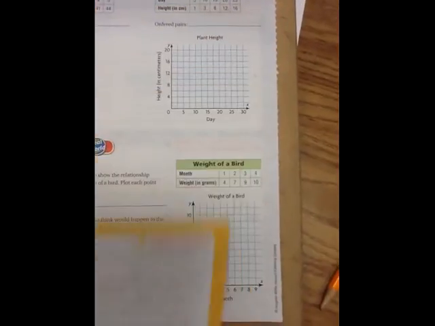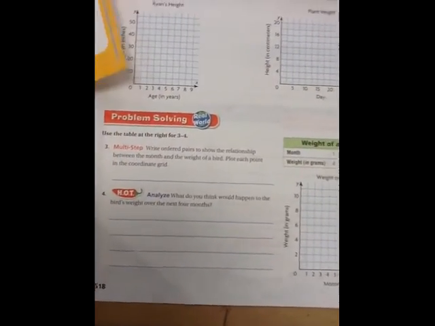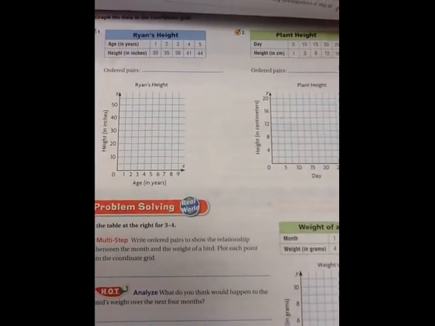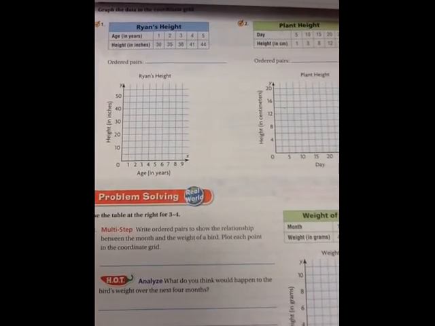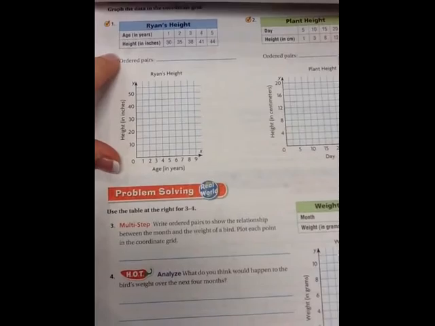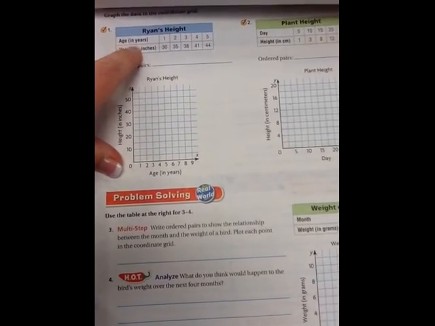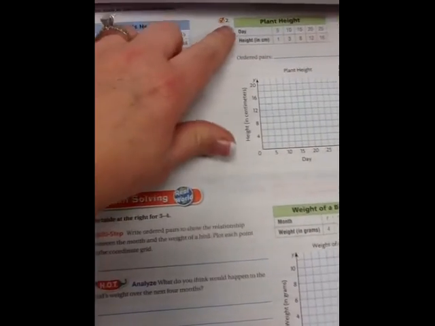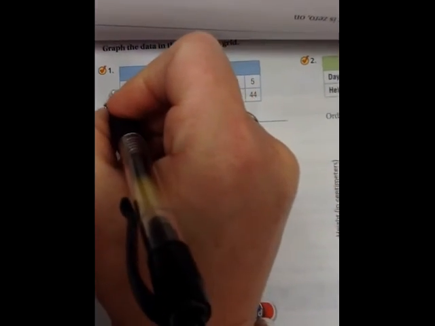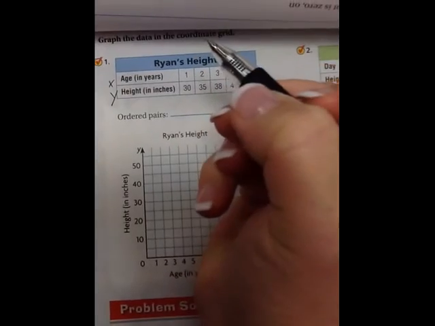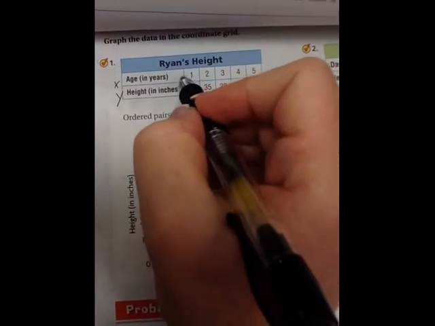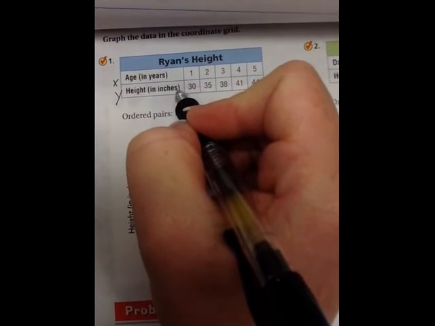All right, now we're going to take us to page 518. And this is what we've been talking about, your relationship and your input-output, or these tables right here. We've talked about this. This one doesn't have our X and our Y, but this is exactly what it is. This is the same thing as your X, this is the same thing as your Y. Your ages and years are your X, so this is going to be your X axis, and this is going to be your Y axis.